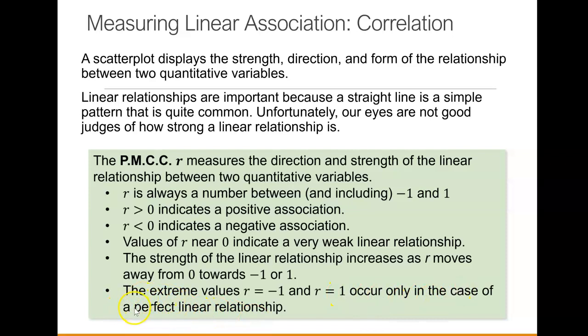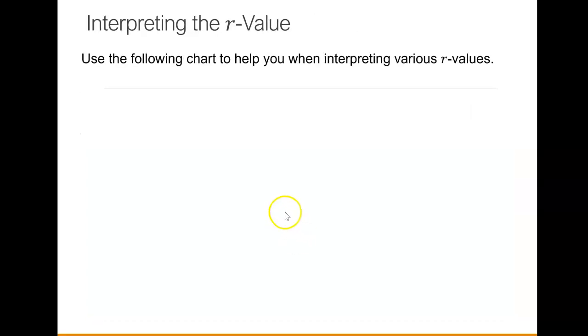What do we mean when we say perfect linear relationship? It means that every single point in your data set is a point on one specific line. So if you write your best fit line, every single data point is going to lie on your best fit line. Everybody's okay with that? All right.